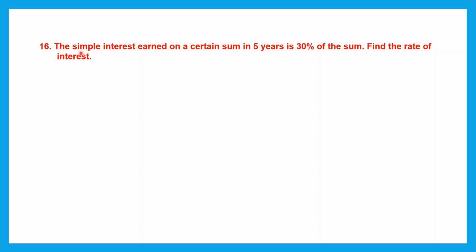Question 16. The simple interest earned on a certain sum in 5 years is 30% of the sum. Now we don't know the sum, that means we don't know the principal, but the simple interest is 30% of the principal. We know the time. Now we have been asked to find the rate of interest. So let the sum P be 100 rupees. We'll consider that to be 100 rupees.